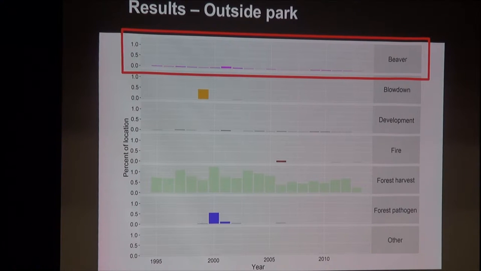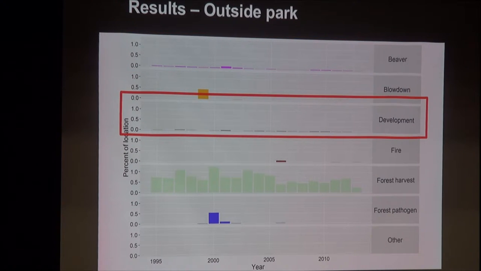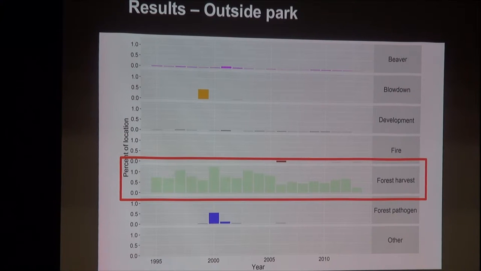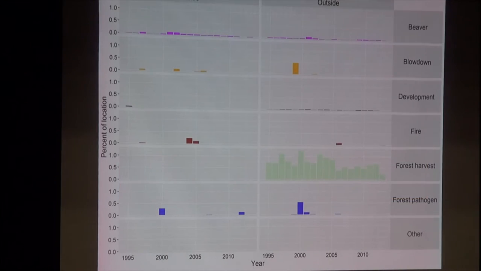Anyway, sorry about that. Beaver being consistent through time. Development also was very low, but it was also consistent through time, a little bit in each year. And then the major disturbance agent that we saw outside the park, which was not a huge surprise, was forest harvest, which averaged around 1% of the land each year being harvested outside the park.